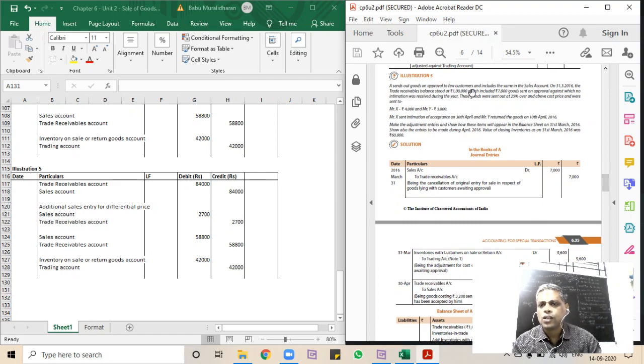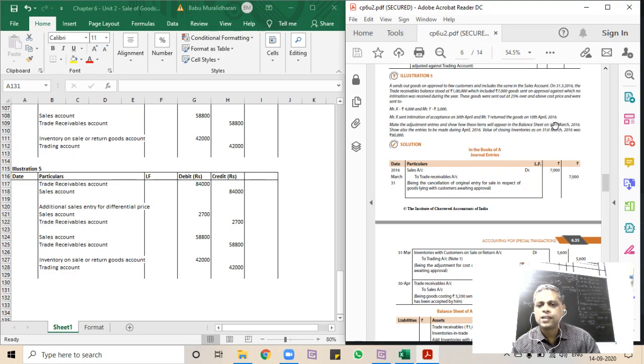A sends out goods on approval to a few customers and includes the same in the sales account. On 31/3, the trade receivables balance stood at rupees 1 lakh, which includes rupees 7,000 of goods sent on approval against which no information was received during the year. These goods were sent out at 25% over and above cost price and were sent to X 4,000 and Y 3,000. Mr. X sends intimation of acceptance on 30th April and Mr. Y returned the goods on 10th April.